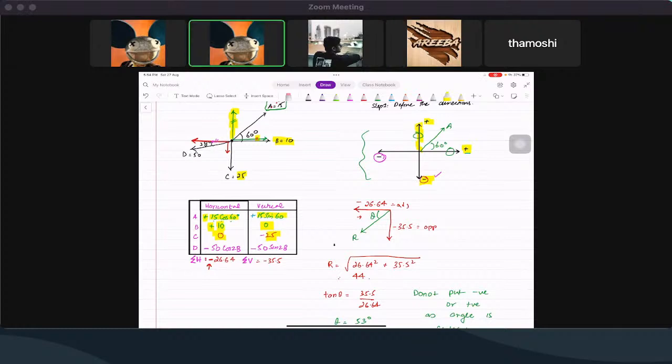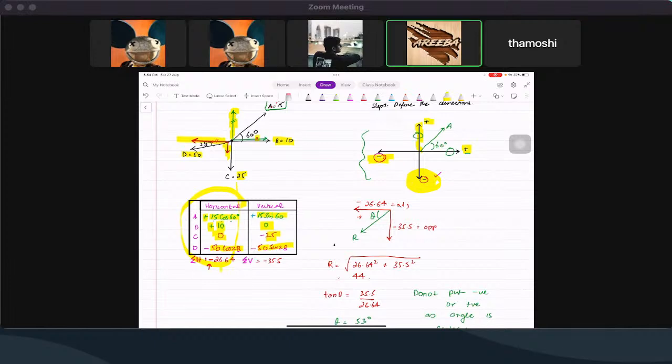Right. And then for D, I basically made two vectors like this one and this one. And for this one, basically it was next to 28, so I wrote horizontal is 50 cos of 28, minus, because it is towards the left. Understood? Yes, sir. And then I took this one, the vertical one, 50 sine of 28, minus because it is down. Okay. Right. Yes, sir. Then what we did was we added all of them together.